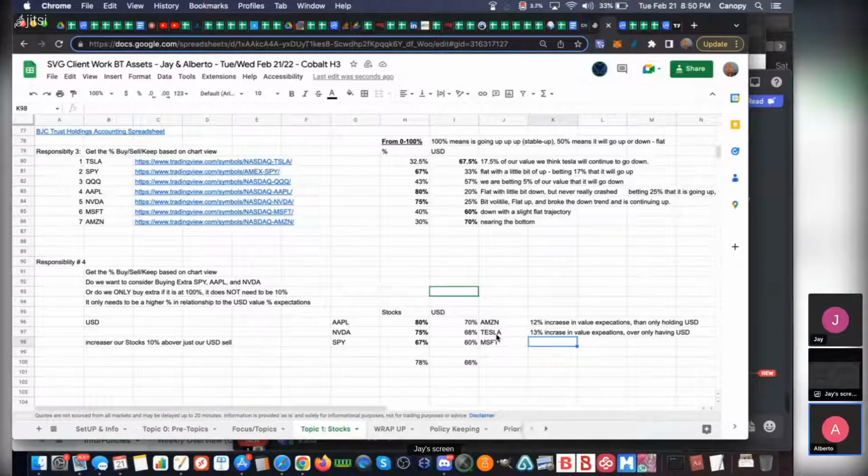Correct, because we do the difference, 68 to 66. So this would give us basically 2%. If we sell Tesla and keep it in US dollar, we have a 2% expectation. Exactly. But if we sell Tesla and buy NVDA, we have 2% plus 68 to 78. No, 68 to 75 because we're buying NVDA. All right. You do this first, this, and then this.